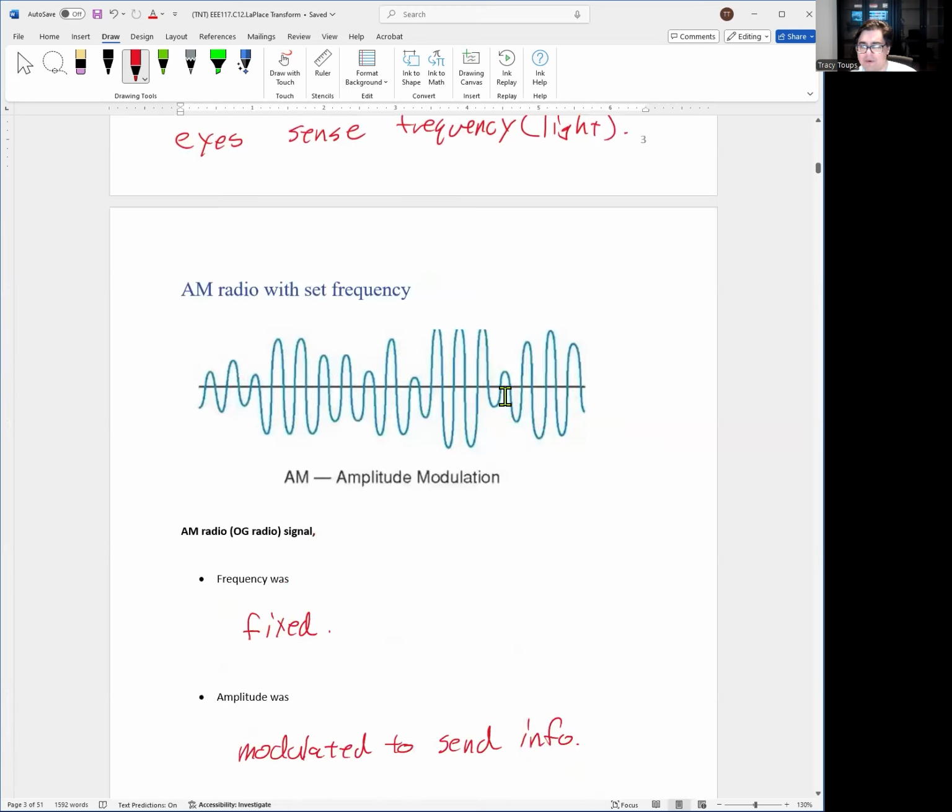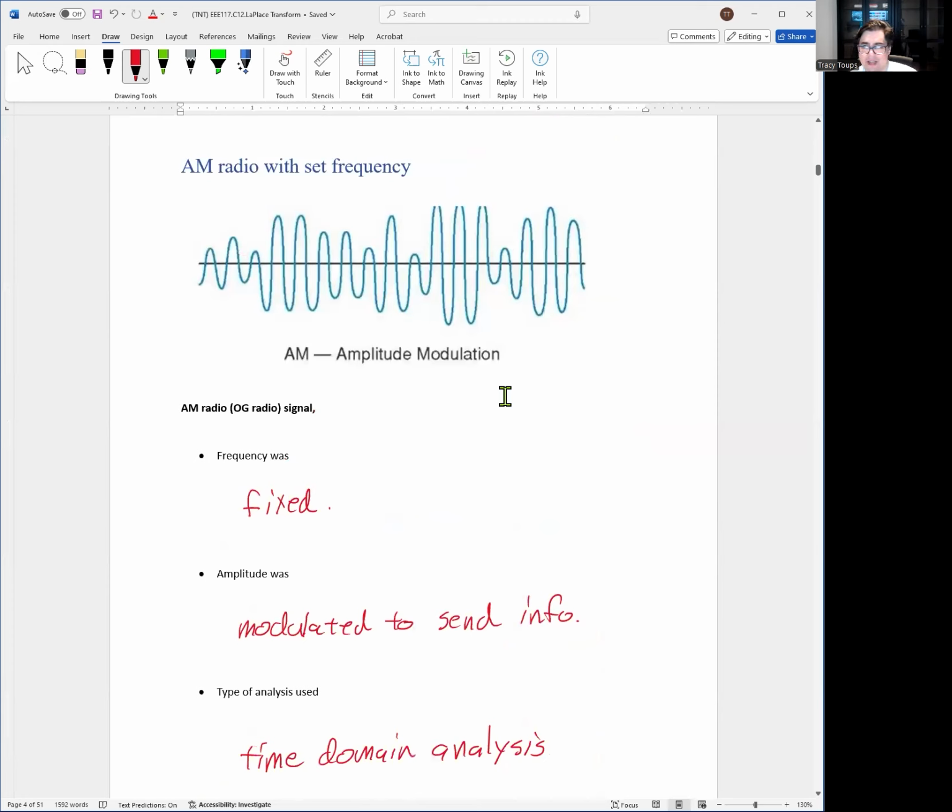Now, another good example is AM radio and FM radio. AM radio stands for amplitude modulation. It's the old radios from before like the 1920s and 30s. The frequency was fixed. So this is always running at like 7,000 hertz or something, right? And don't quote me on that, right? Frequency is fixed at whatever frequency you're tuned the station in.